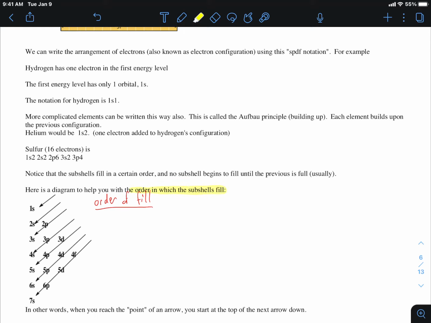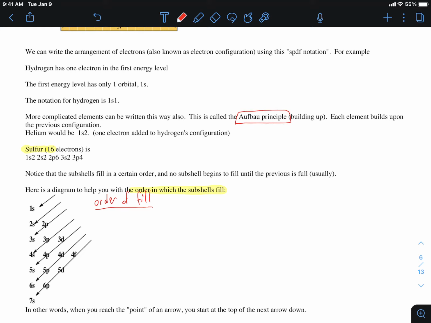Okay, and so what that means is if I picked an element, like here we're showing sulfur. Sulfur has 16 electrons. And we want to organize the electrons. We want to write them in the order in which they fill. Okay, so there's a rule that says the lowest electrons fill first. This is called the Aufbau Principle.